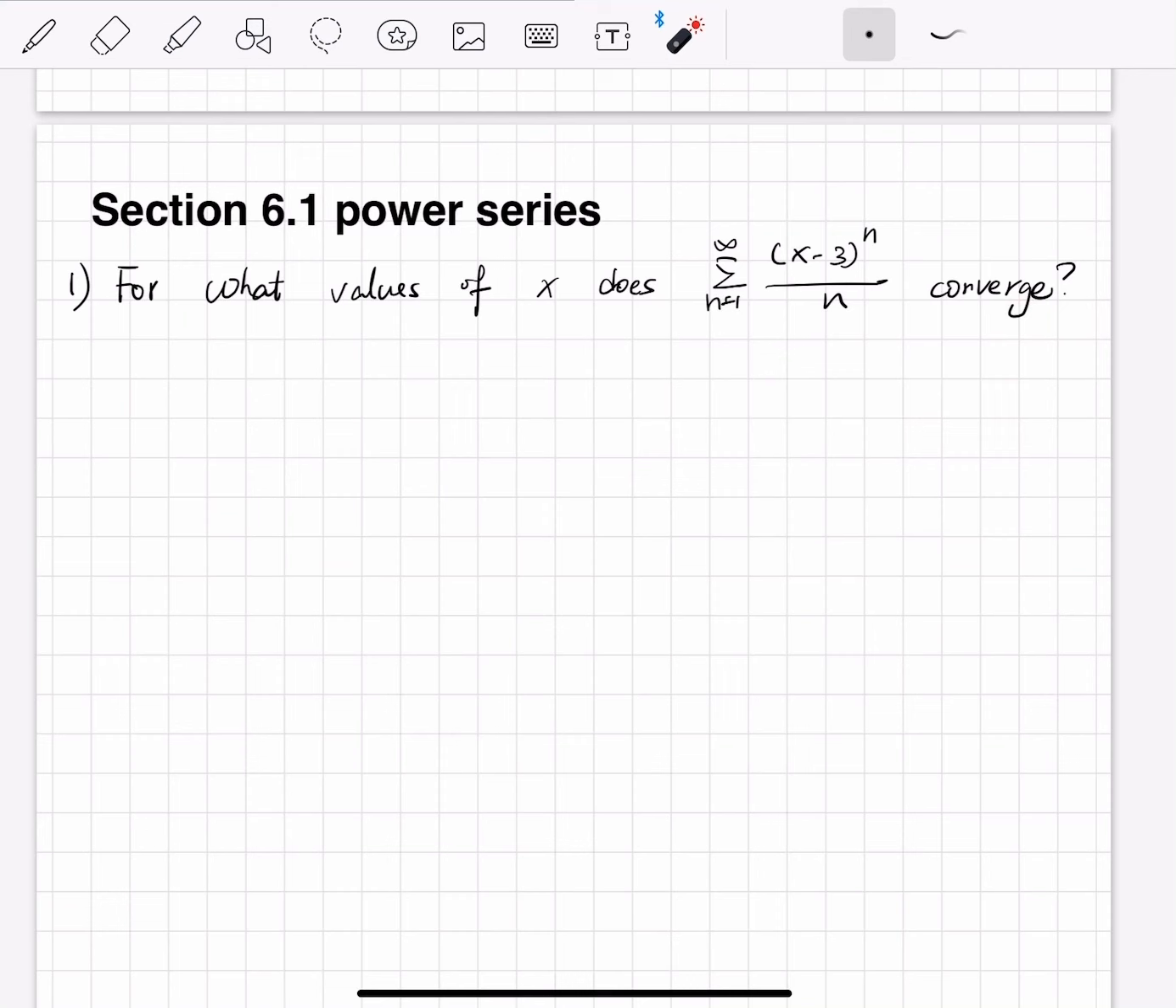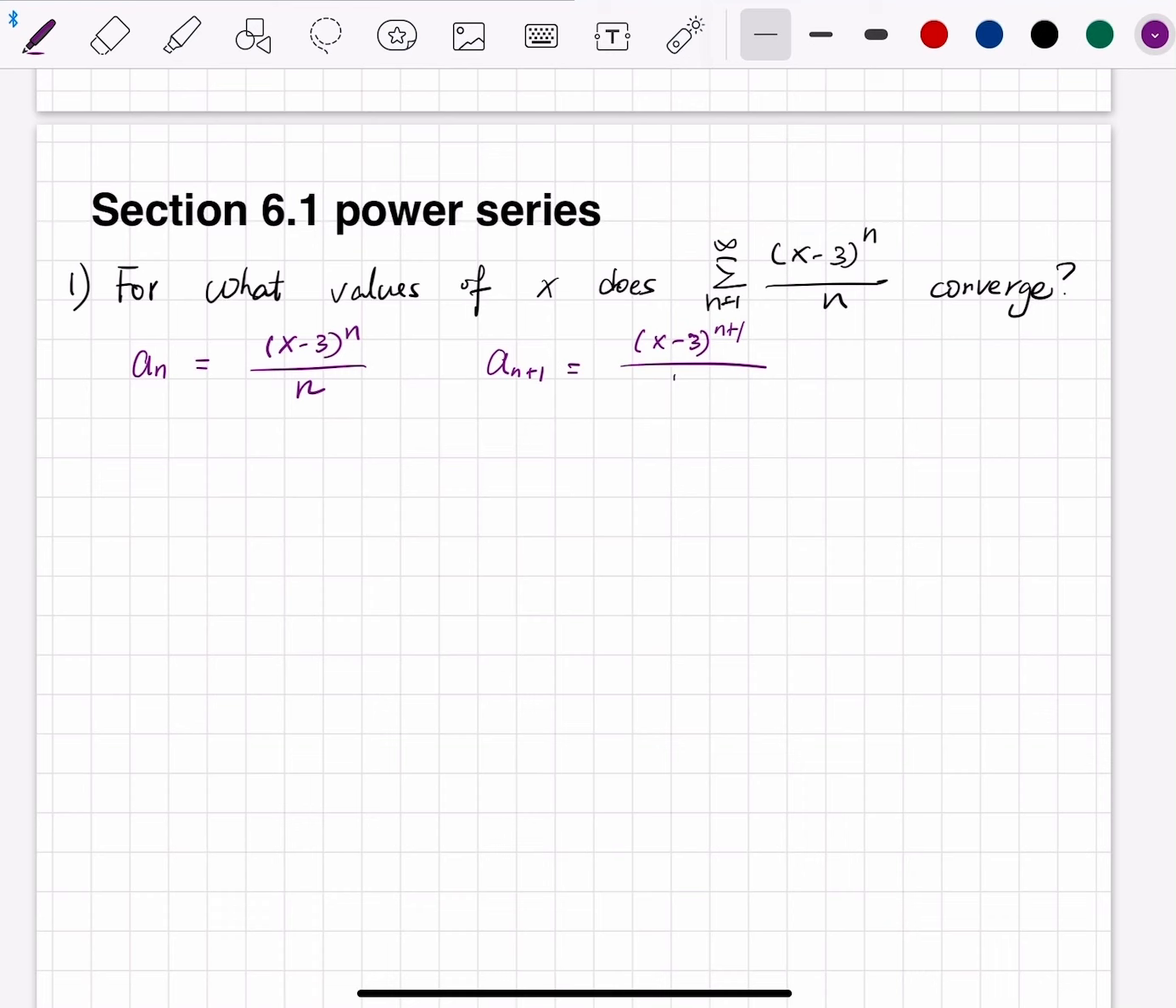In order for us to answer this question, we do need to actually check the convergence. So we have this series and then we have the powers here. Then it makes sense for us to use the ratio test. So we know that a_n is going to be the nth term, which is (x minus 3) to the nth power over n. And a_(n+1) is going to be the next term, which is (x minus 3) to the n plus 1 over n plus 1.